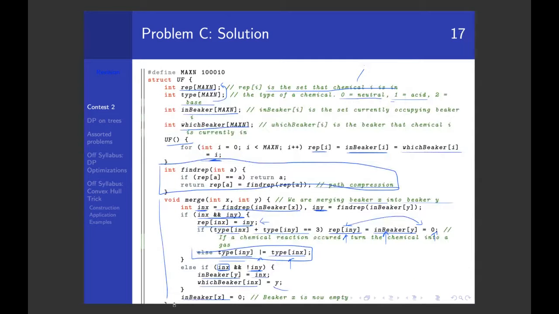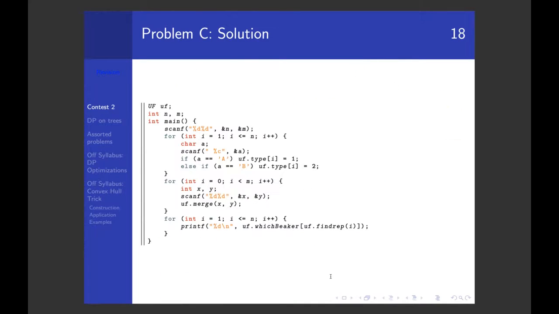Then some stuff is cut off, but that's, I believe, just the end of the statement, the closing semicolon. All the code is on here. This is our merge function. We then say in our main, it's fairly simple. We just scan the input, update the type based on if it's an A or a B. We then just do all the merges, call that function, and then print out which beaker, because if you remember, we stored which beaker a chemical was in, or 0 if it was a gas, which is exactly what we want for this problem.